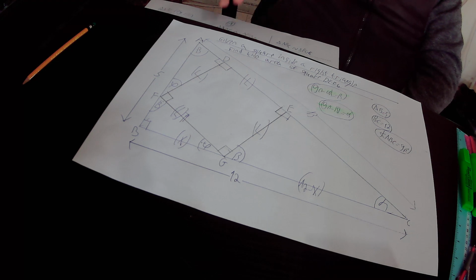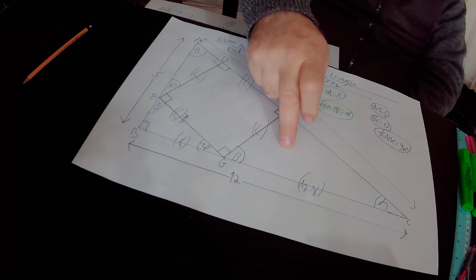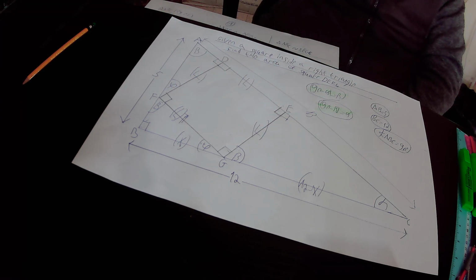So in the drawing we have in total 4 right triangles: 1, 2, 3, and the right big triangle ABC. In total we have 4 right triangles. And actually all the 4 right triangles are similar to each other according to the angle similarity rule.